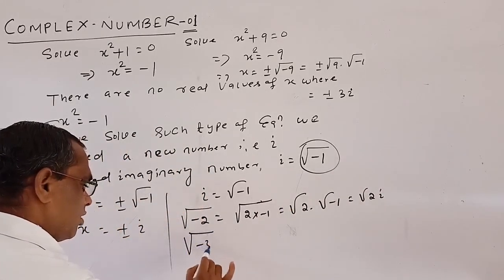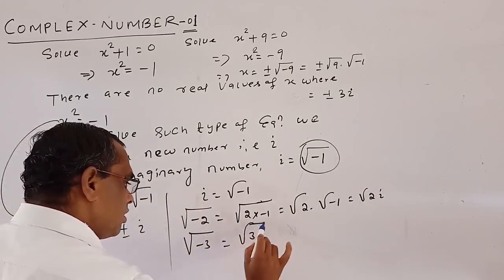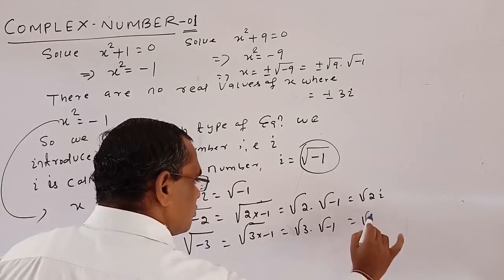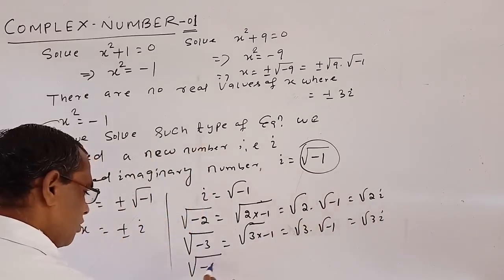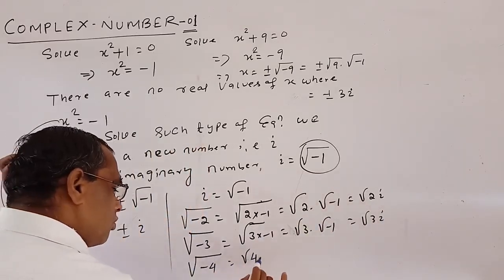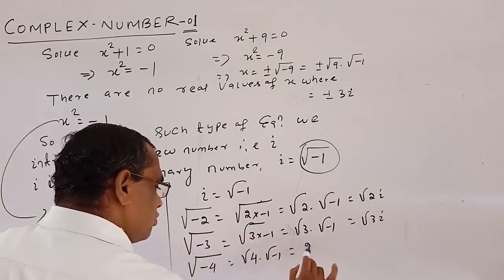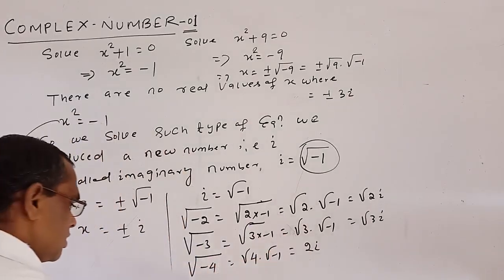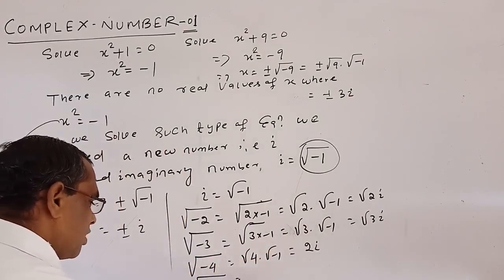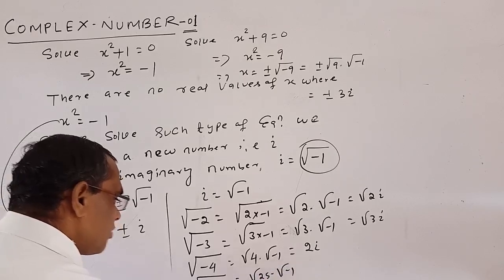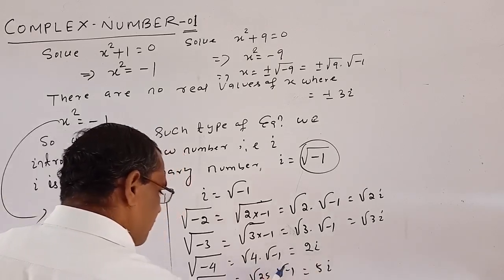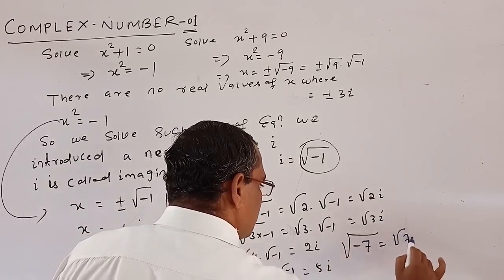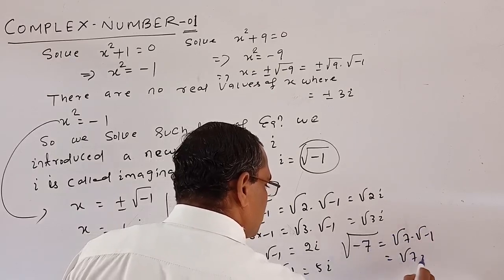Like that, root over minus 3 means root 3 into root over minus 1, so this is root 3 I. Like that, root minus 4 means root 4 into root minus 1. Root 4 means 2 and root minus 1 means I, and this is 2I. Similarly, root over minus 25 means root 25 into root minus 1, so this is 5I. Like that, root minus 7 means root 7 into root minus 1, and this is root 7 I.